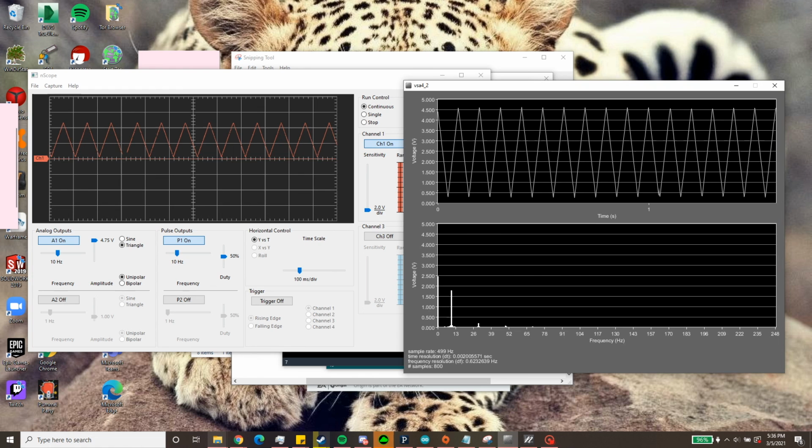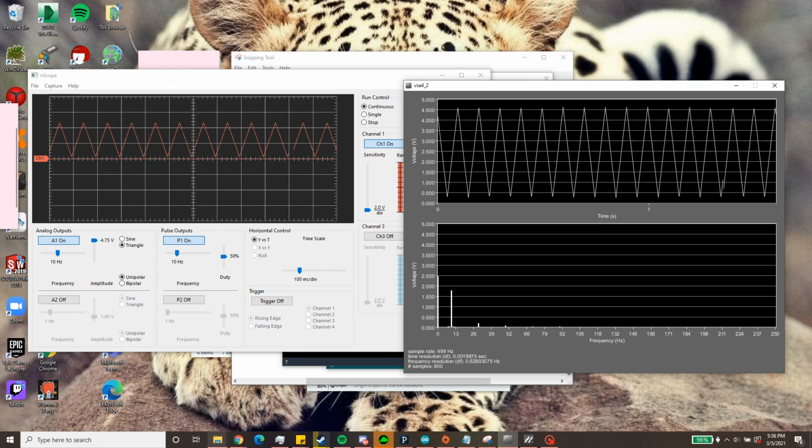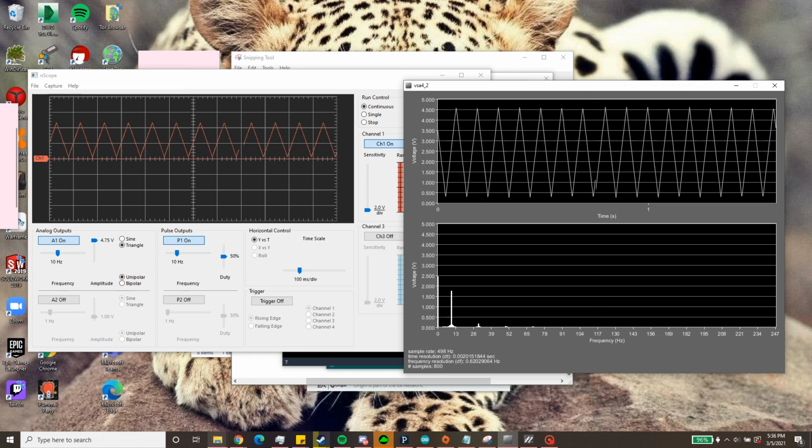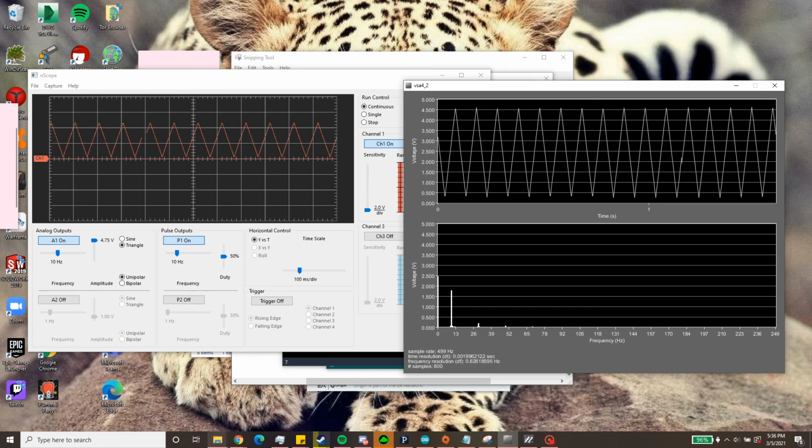And this makes sense as a triangle wave is much closer in shape to a sine wave than a square wave is. As such, the harmonic frequencies do not have to play as big of a factor to make the shape of a triangle wave.